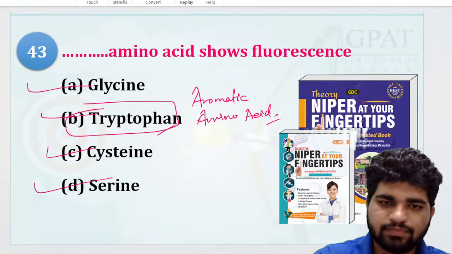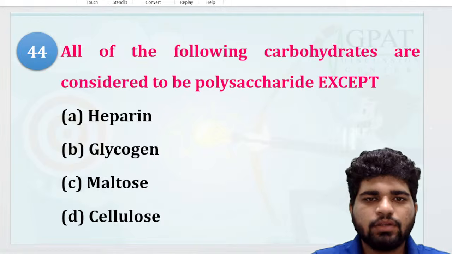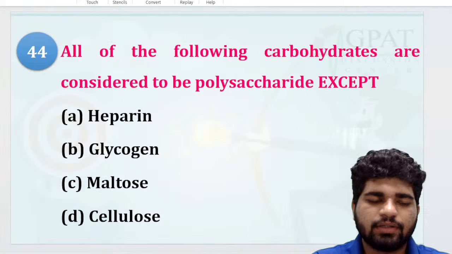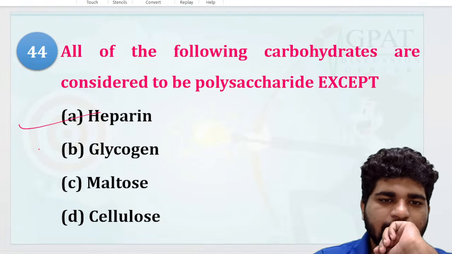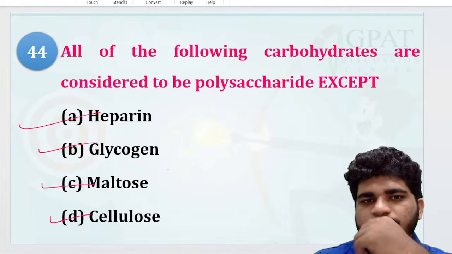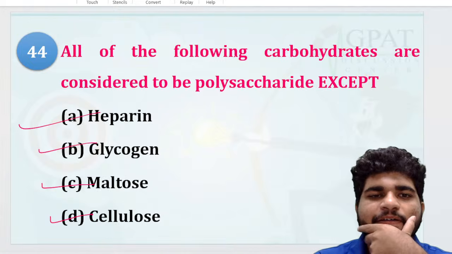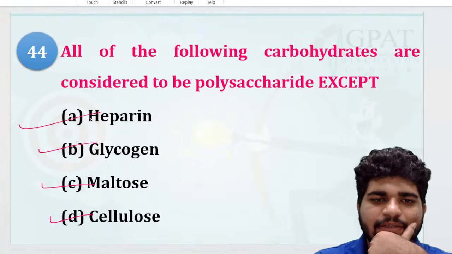Okay, all of the following carbohydrates are considered to be polysaccharides, except what? Except heparin, glycogen, maltose, or cellulose. All of the following carbohydrates are considered to be polysaccharides except heparin, glycogen, maltose, or cellulose.